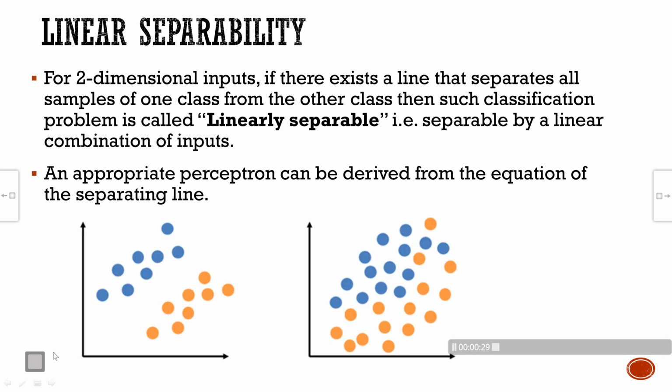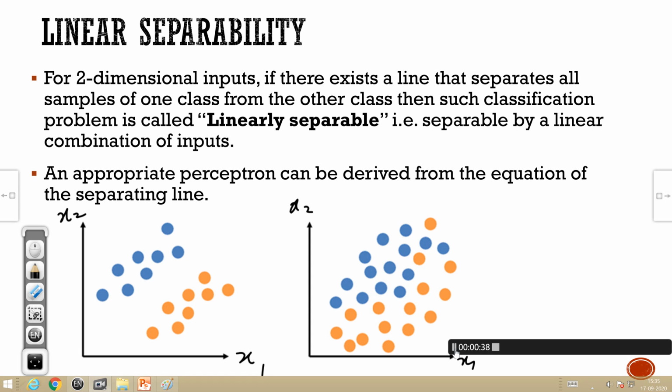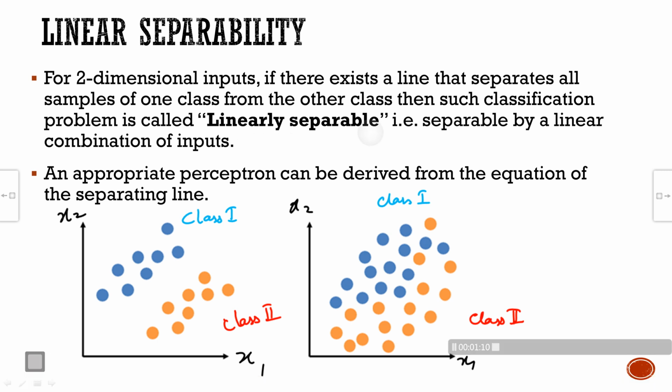Now in this particular diagram, two-dimensional inputs are shown. The inputs are x1 and x2, and in both these figures there are patterns belonging to two classes. We have blue dots and orange dots. Blue dots belong to one particular class and orange dots belong to another. Now if it is possible to separate these patterns from the two classes by just drawing a simple line, then we call this a linearly separable classification problem.